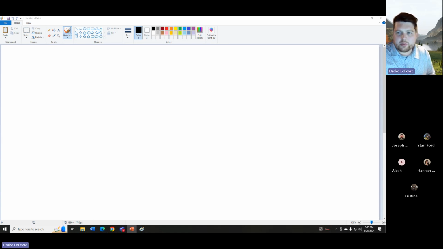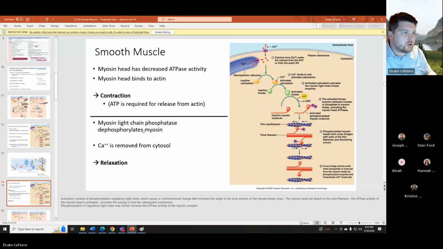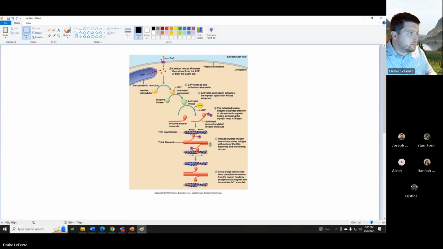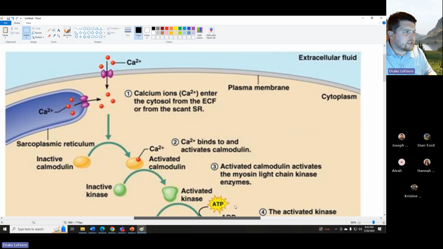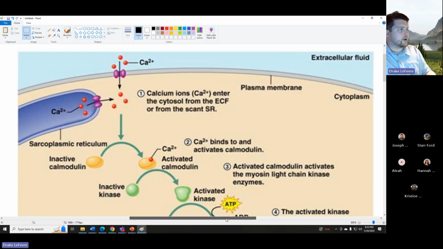Real quick, I'm going to go over the smooth muscle contraction. Smooth muscle is a little bit different. And I like this picture right here. Smooth muscle isn't super complicated, but I just want to point out a couple things. We're going to do smooth muscle real quick. Do you guys actually get to cardiac, like the whole contraction process of cardiac? No, I think it's just mainly knowing the differences between the muscles. Yeah, okay.